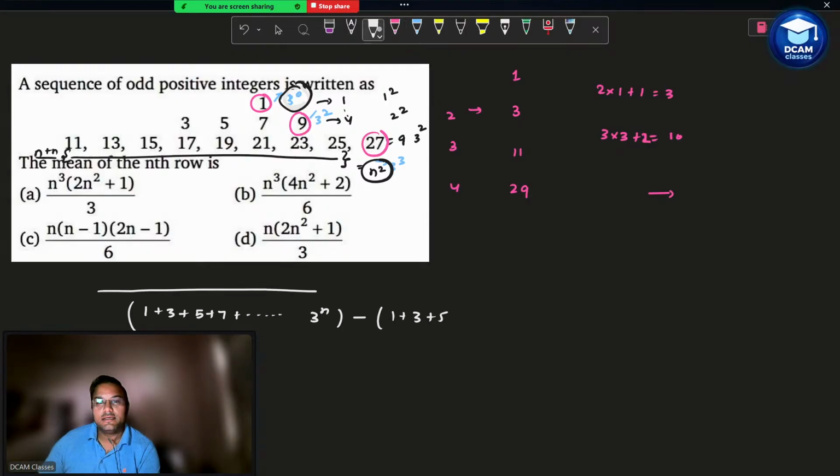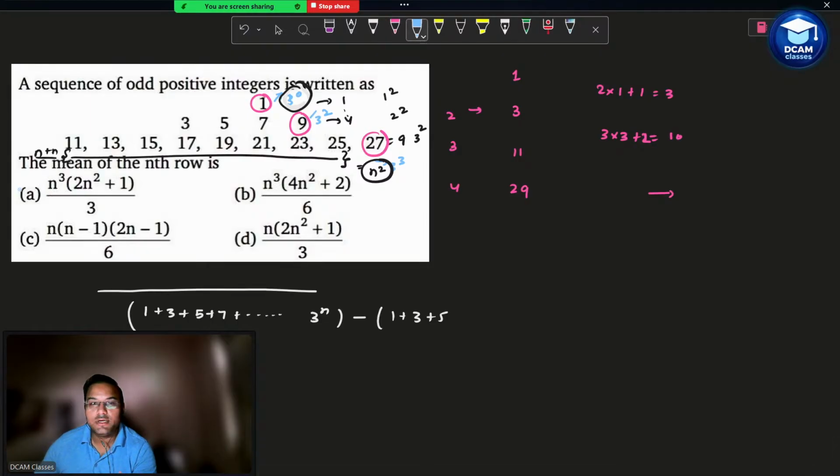Did you try to do it? This one? No, sir, I could not do it. Acha, let's try to solve this. What I was thinking that day, our series is like this: 1, this is 3, this is 11, the first term.